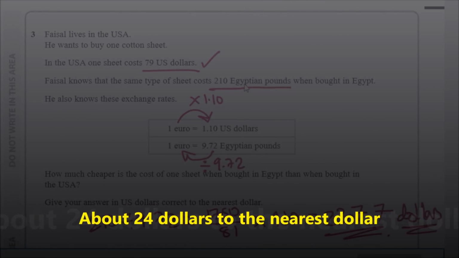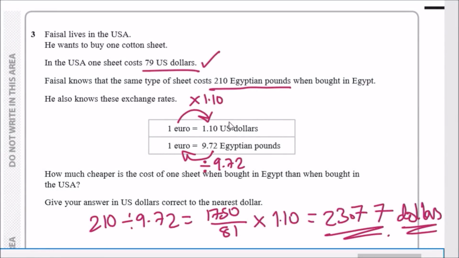So quick recap, just divide and then multiply by this factor. You know what? It actually makes sense, because the Egyptian pound is worth almost 10 times less. So you're looking at about 10 times smaller, and yeah, you can see that. So I agree with these results.